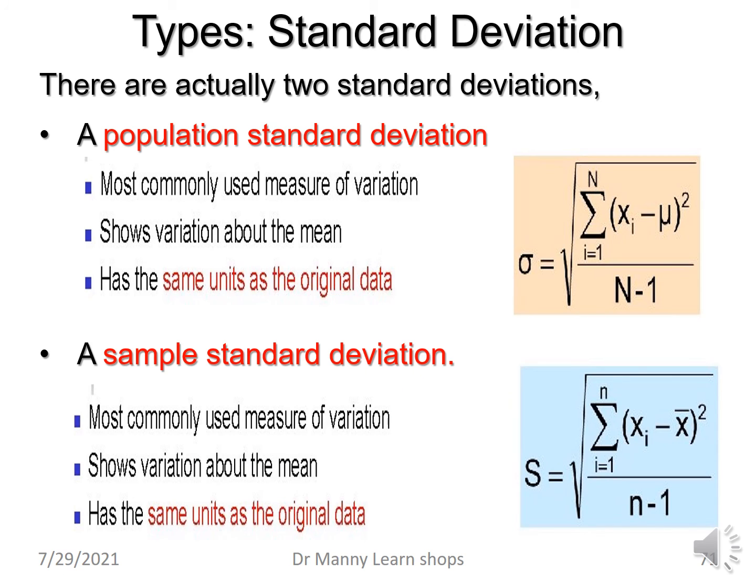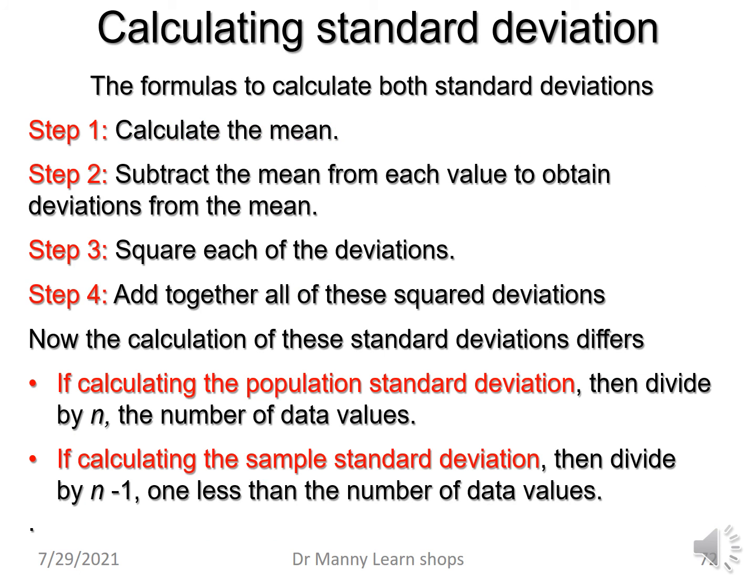There are 2 types of standard deviations, the population standard deviation and the sample standard deviation. And they both follow the same steps here. Most commonly used measure of variation. They show variations about the mean, and they both have the same units as in the original data. When calculating the standard deviation, there are generic steps. Step 1, calculate the mean. Step 2, subtract the mean from each value to obtain the deviations from the mean. Step 3, square each of the deviations. Step 4, add together all of these square deviations.